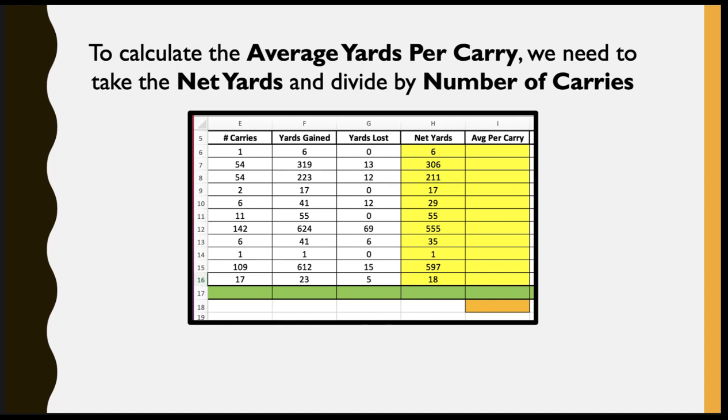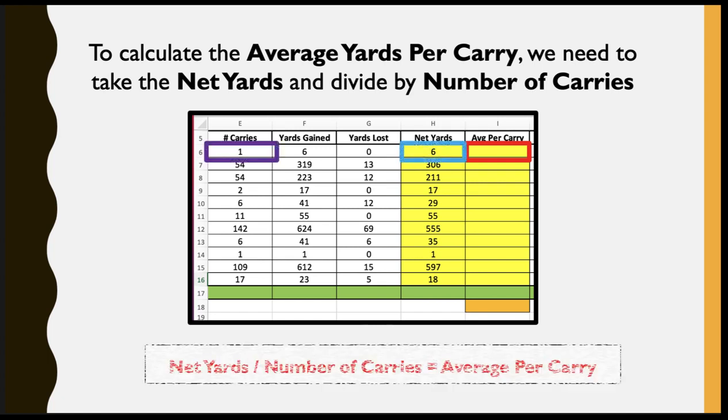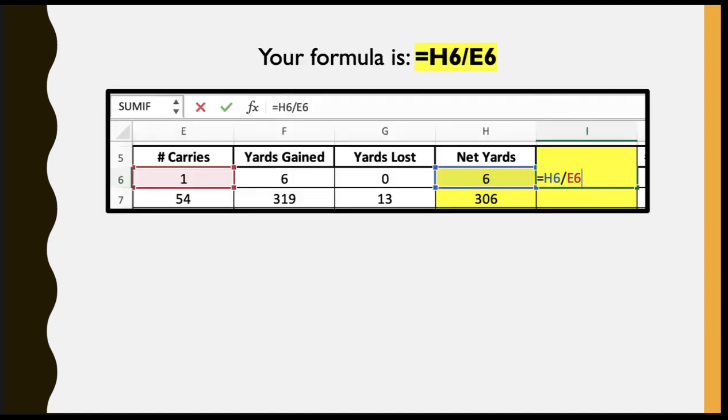Let's move on to our next column. To calculate the average yards per carry, we need to take the net yards and divide by the number of carries. So the math for that is net yards divided by number of carries equals average per carry. Select that cell and your formula will be equals H6 divided by E6. So again, I'm just referencing the name of the cell since that value is changeable.